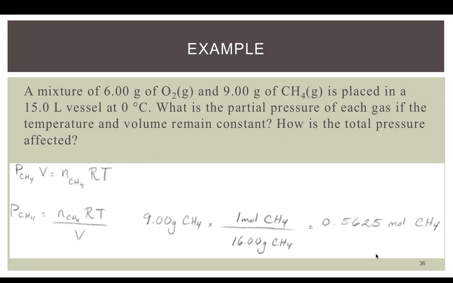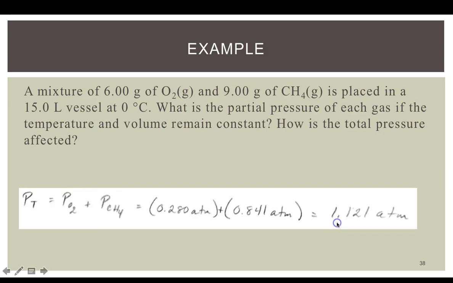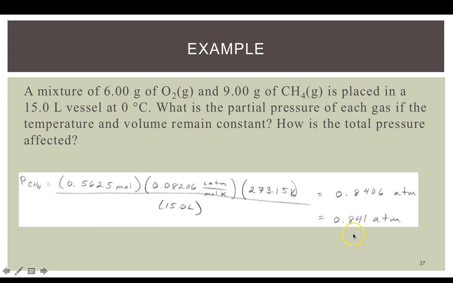We need to do the same thing for the methane gas because it's a mixture of two gases. We'll go through the same process and rearrange the equation, solving for the partial pressure of methane. Again, we know R, T and V, all in the correct units. We do not have moles of methane. We go about the same process of converting grams of methane to moles of methane, plug that into our equation, and solve for the partial pressure of methane. We end up with 0.841 atmospheres. So now we have the partial pressure associated with oxygen and the partial pressure associated with methane.